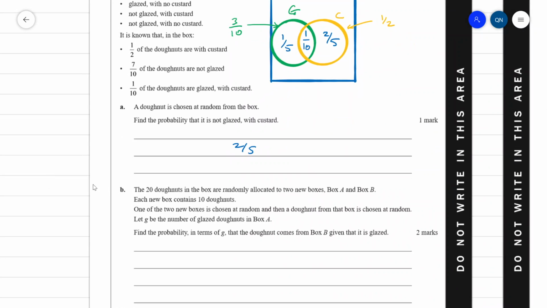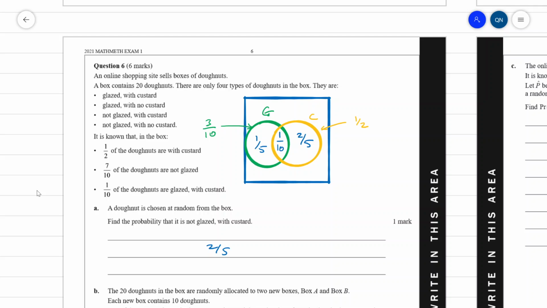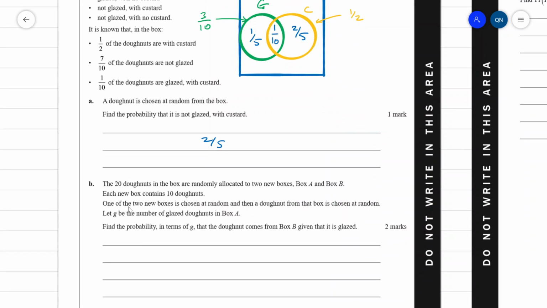Question B, the 20 donuts in the box are randomly allocated to 2 new boxes, A and B. Each box contains 10 donuts. One of the 2 new boxes is chosen at random, then a donut from that box is chosen at random. Let G be the number of donuts in box A. Find the probability in terms of G that the donut comes from box B, given that it's glazed. What on earth is that saying?